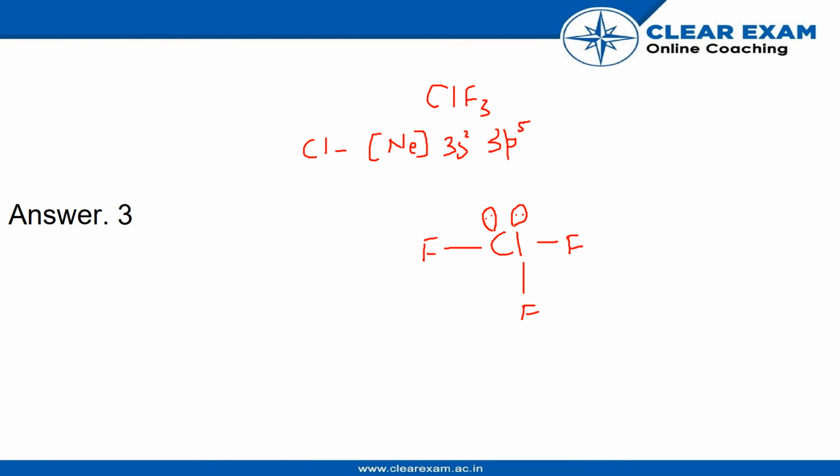So our answer is 2 lone pairs of electrons would be there on the chlorine atom, that is the central atom. Option number 3 is the correct answer.